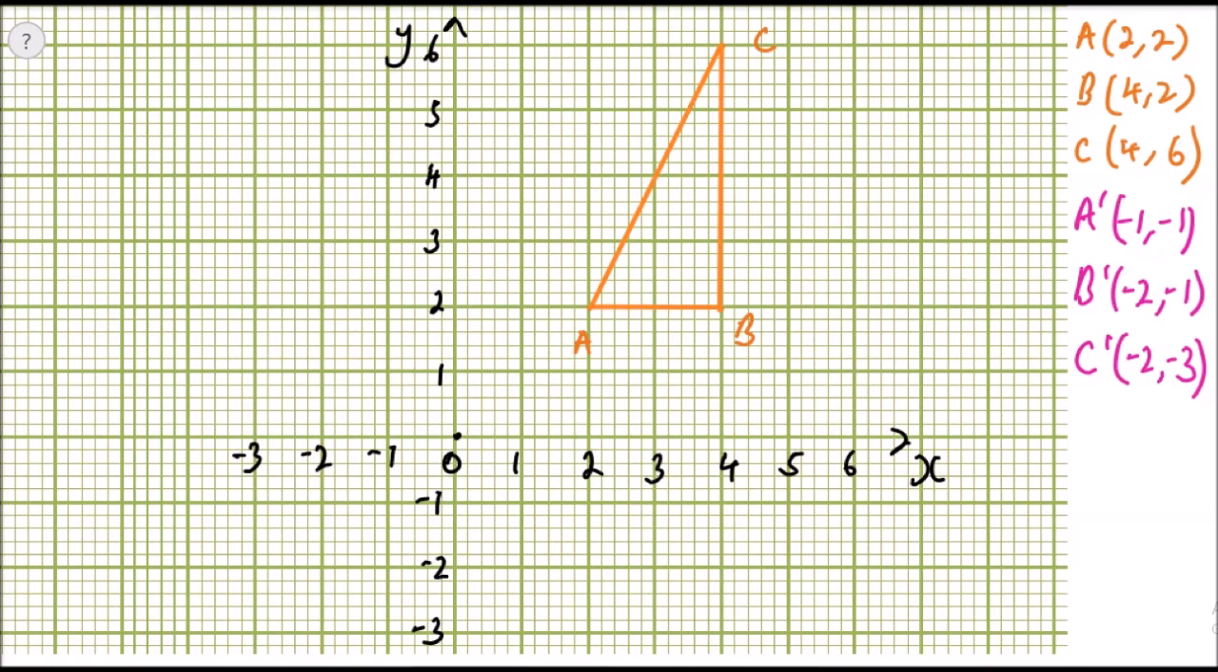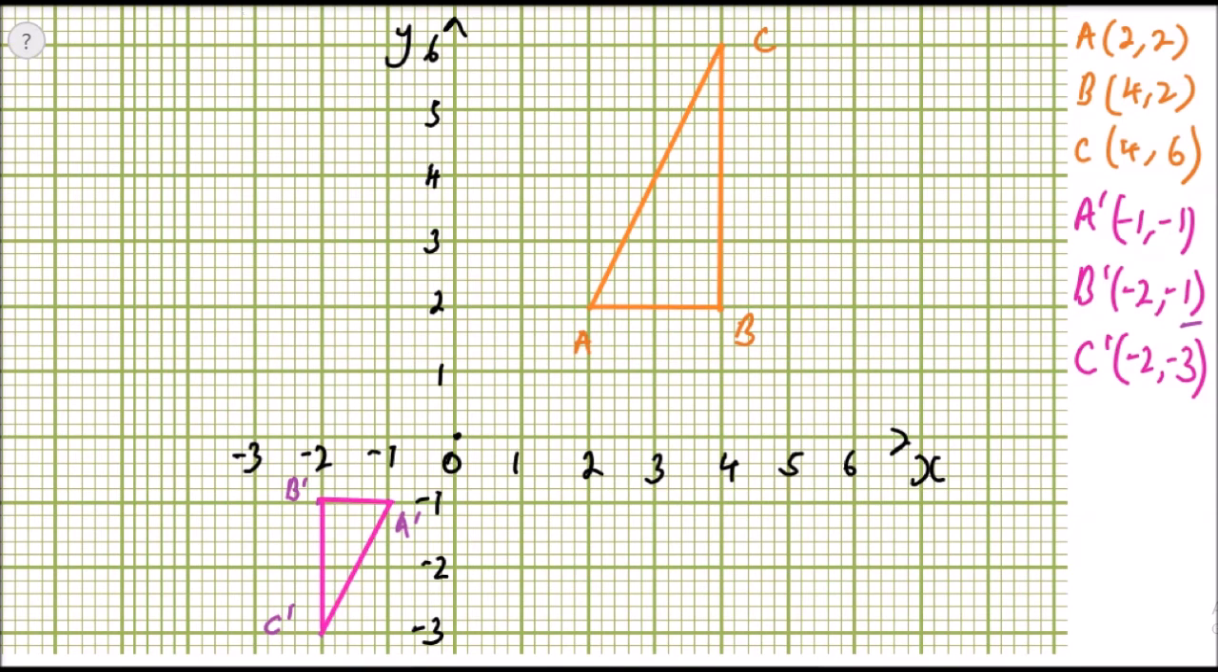And with that, we plot the image now. So for our image, A prime is at -1, 1. So this is where we have A prime. B prime is at -2, -1, so that is where we have our B prime. And our C prime is at -2, -3. This is our C prime. We join the 3 points to come up with the image. So this is our image that we have.